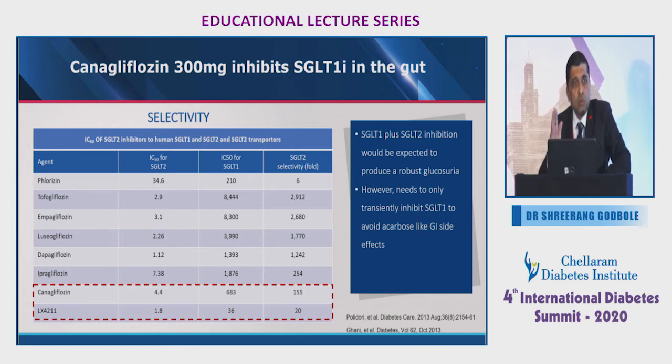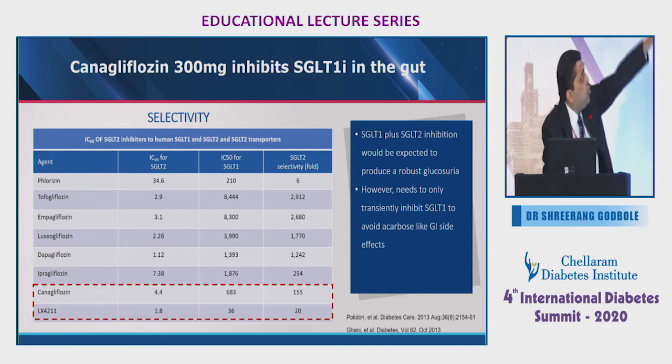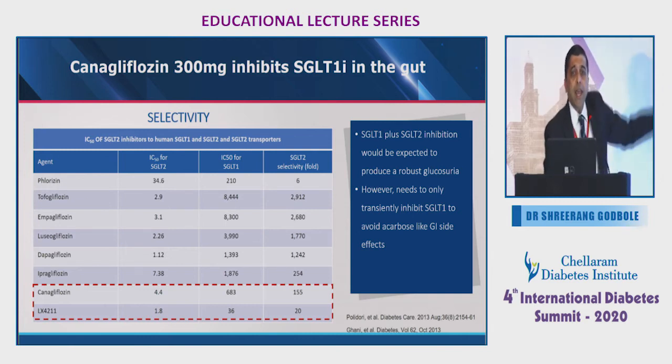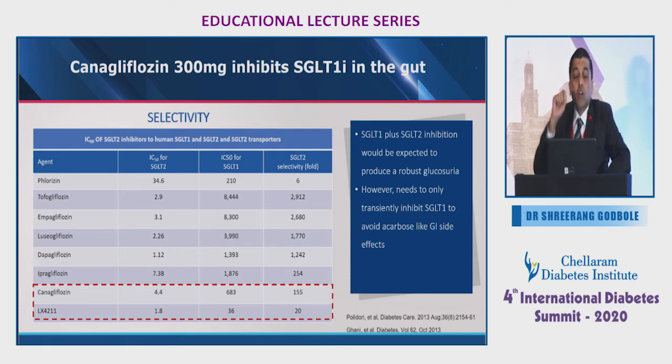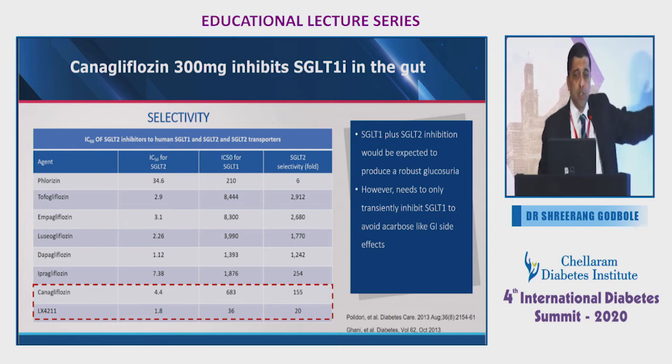Now, if you also inhibit SGLT1 to some extent, not completely. If you were to do it completely like with phlorizin, you will end up with GI side effects. But if you only partially inhibit SGLT1, you will get a more robust glucosuria. And that is the reason why Canagliflozin has a greater glucosuria compared to, say, empagliflozin or dapagliflozin. So with EMPA or DAPA at standard doses, you would get an excretion, I told you, of 50 to 60 grams of glucose per day.